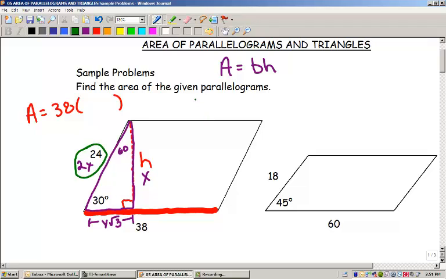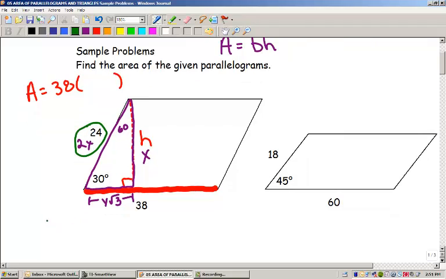So what we're going to do is take the 24 and set it equal to 2x, and then solve for x. Divide by 2, x turns out to be 12. Now we really don't care about this piece here, but what we do want is the height, which is x, and that means the height is going to be 12.